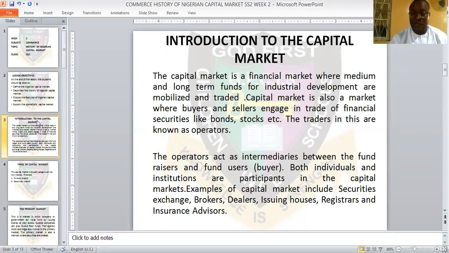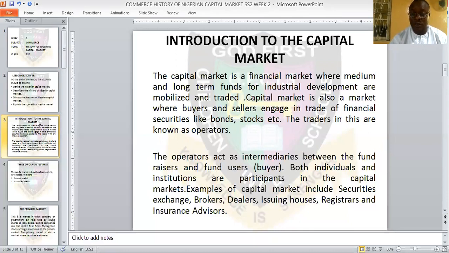This long-term fund that will be collected by the businessmen or industrialists can be used for buying and selling. The money given to them can be used for buying and selling of goods and services.